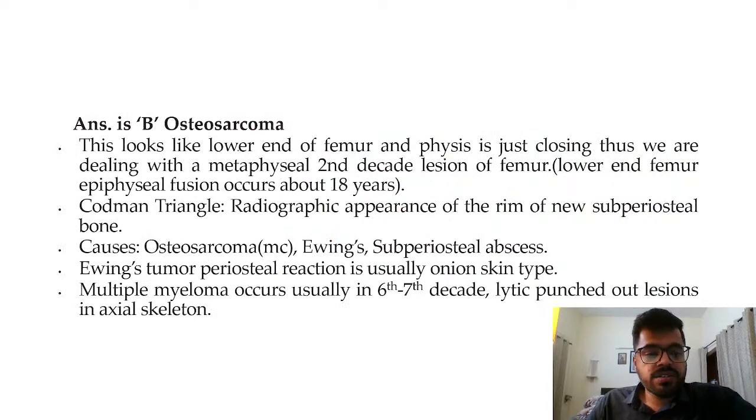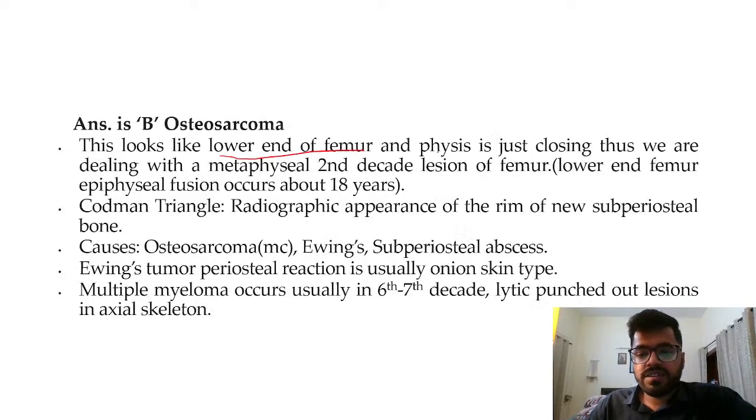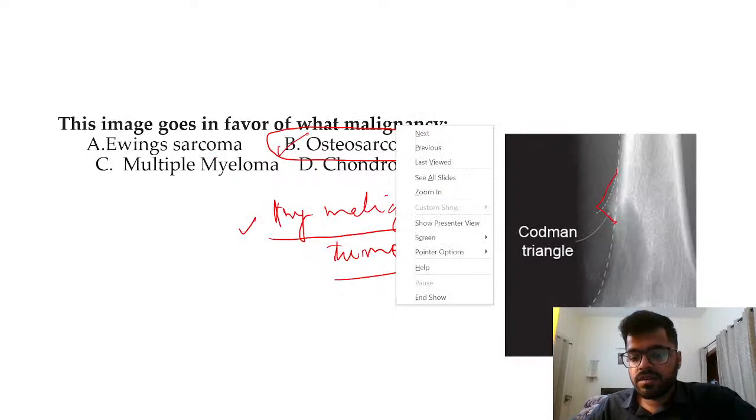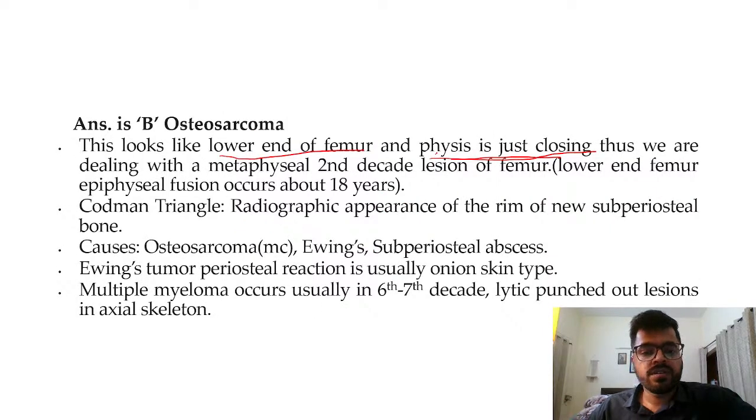Here's the explanation. This looks like the lower end of the femur, and the physis is just closing. As we can see, it is closing. It's still there a little bit. It's about to close. So probably the person is in the second decade. So we're talking about a metaphyseal tumor, second decade, and lower end of femur. Epiphyseal fusion at the lower end of femur occurs at 18 years. So this is the second decade, and as we can see, Codman's triangle.